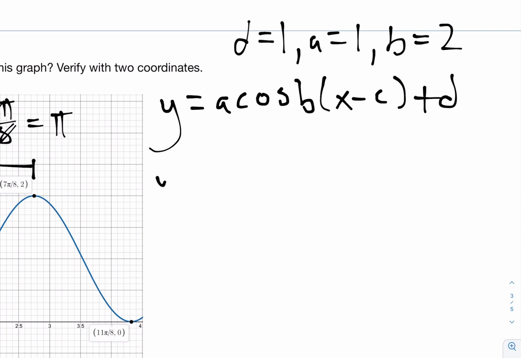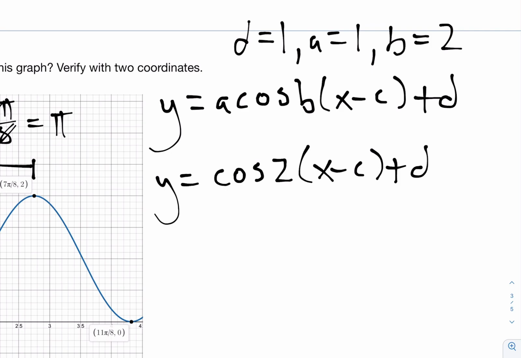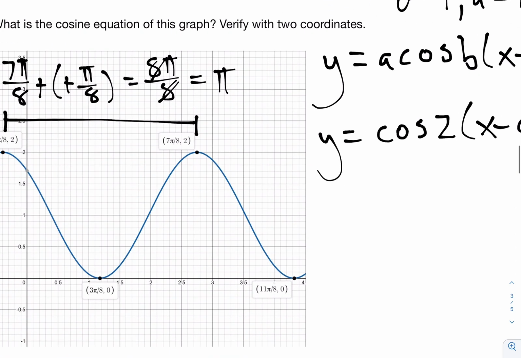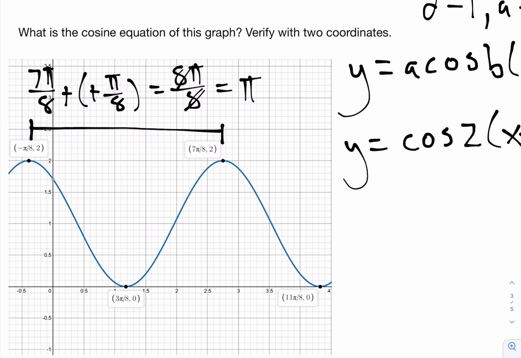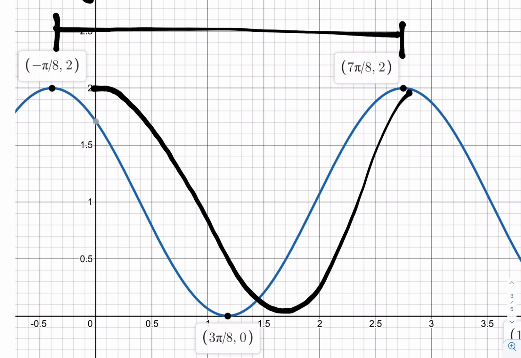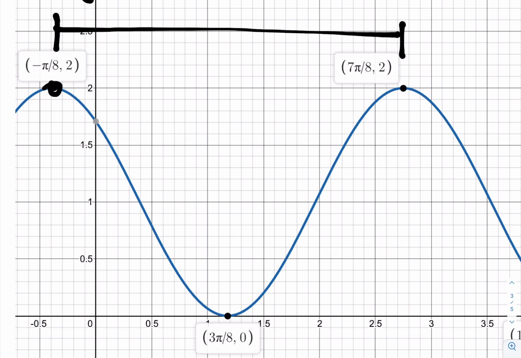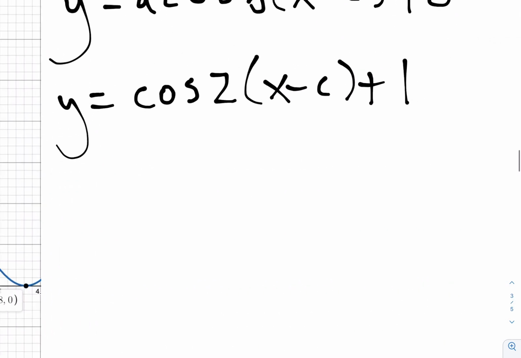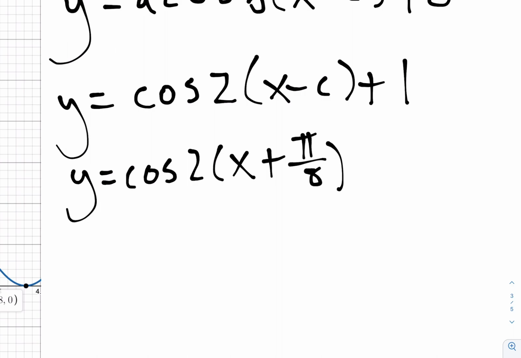So let's start filling this in. Y equals a is 1, so we'll leave that. We're just going to go cosine of 2, which is our b, x minus c plus d. And d is going to be 1. Now let's find our c, how far shifted we are to the left or the right. Well, like I said before, we're typically starting at our maximum, except now the maximum starts at negative pi over 8, this coordinate here. So this must mean that our c value is positive pi over 8. So y is going to be cosine 2 times x plus pi over 8 plus 1.